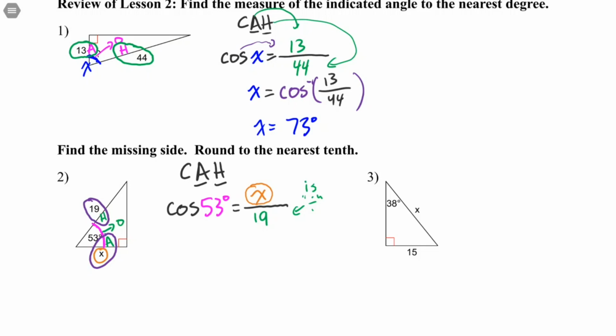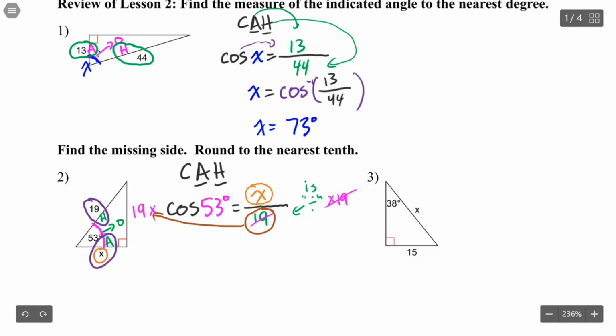So what you could do, sort of the long way to do it, sort of the grade 9 way to do it, would be to say, okay, I'm going to multiply this side by 19, I'm going to multiply this side by 19, and this is going to cancel, and this is going to cancel. And that's fine. But what you'll notice is this 19 underneath ends up on top on the left-hand side.